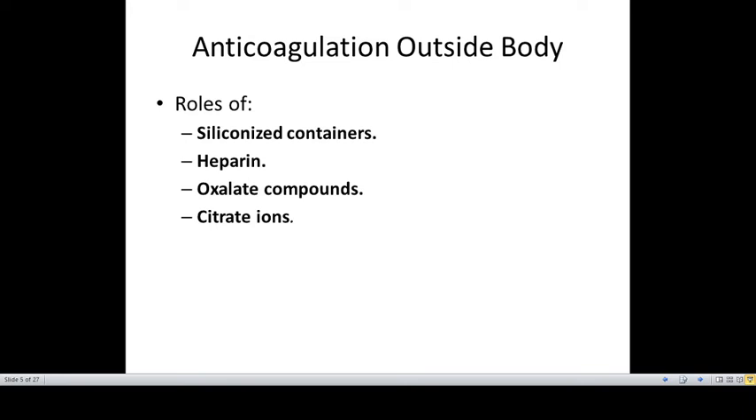Number 4, negatively charged citrate ion in the form of sodium, ammonium or potassium citrate combines with calcium in the blood to cause an unionized calcium compound, thus preventing coagulation.